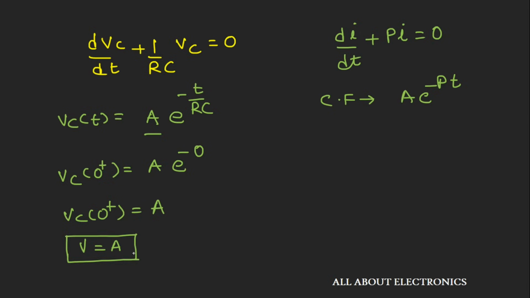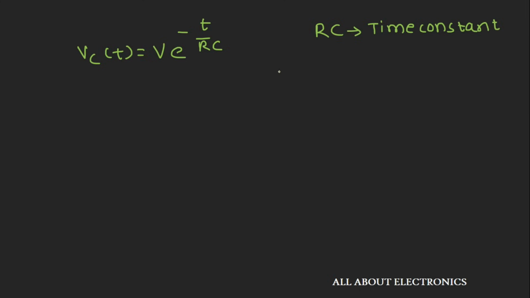If you put this value inside this equation, then we will get Vc of t is equal to V into e to the power minus t over RC. So this is how the capacitor will get discharged through this resistor R. Here this RC is known as the time constant of the circuit, and we can denote this RC as capital T. Now we can represent this equation graphically as follows.